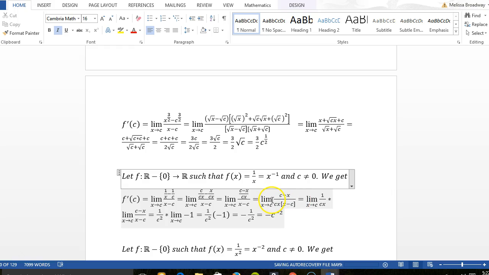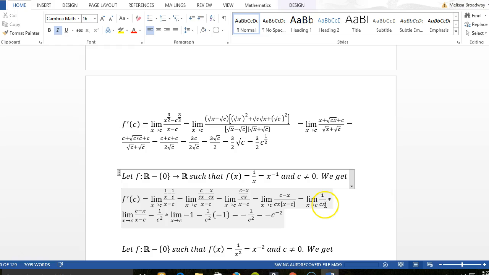Now what I decided to do instead was, well, I just did the limit as x goes to c. I did the limit of the products as the product of the limits, as long as everything exists, and it will exist here. Now the limit as x goes to c of 1 over cx.